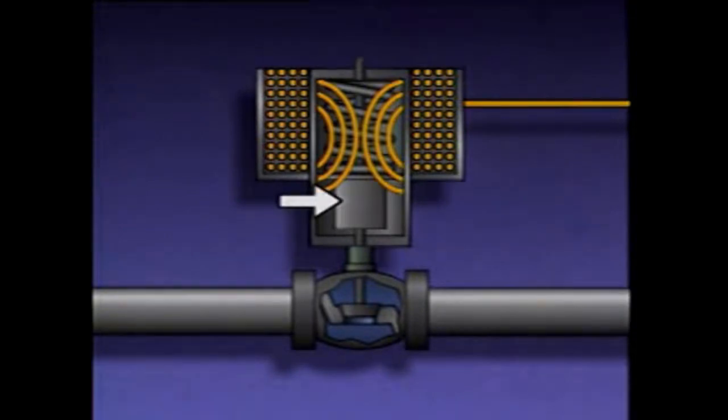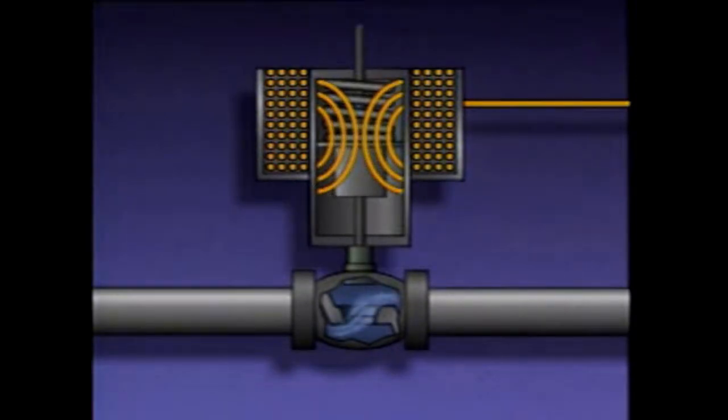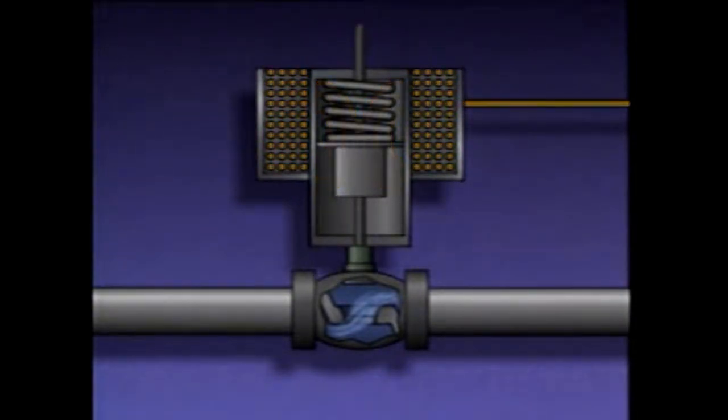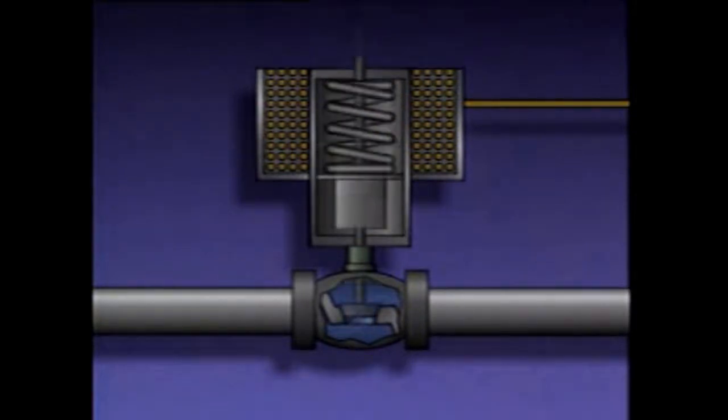The armature, which is a solid metal core, is attracted to the magnetic field. This attraction pulls the armature toward the center of the coil. As the armature moves, it compresses the spring and moves the stem, opening the valve in the process. When current flow through the coil stops, the magnetic field is lost. This allows the spring to push the armature and stem back to their original positions and closes the valve.